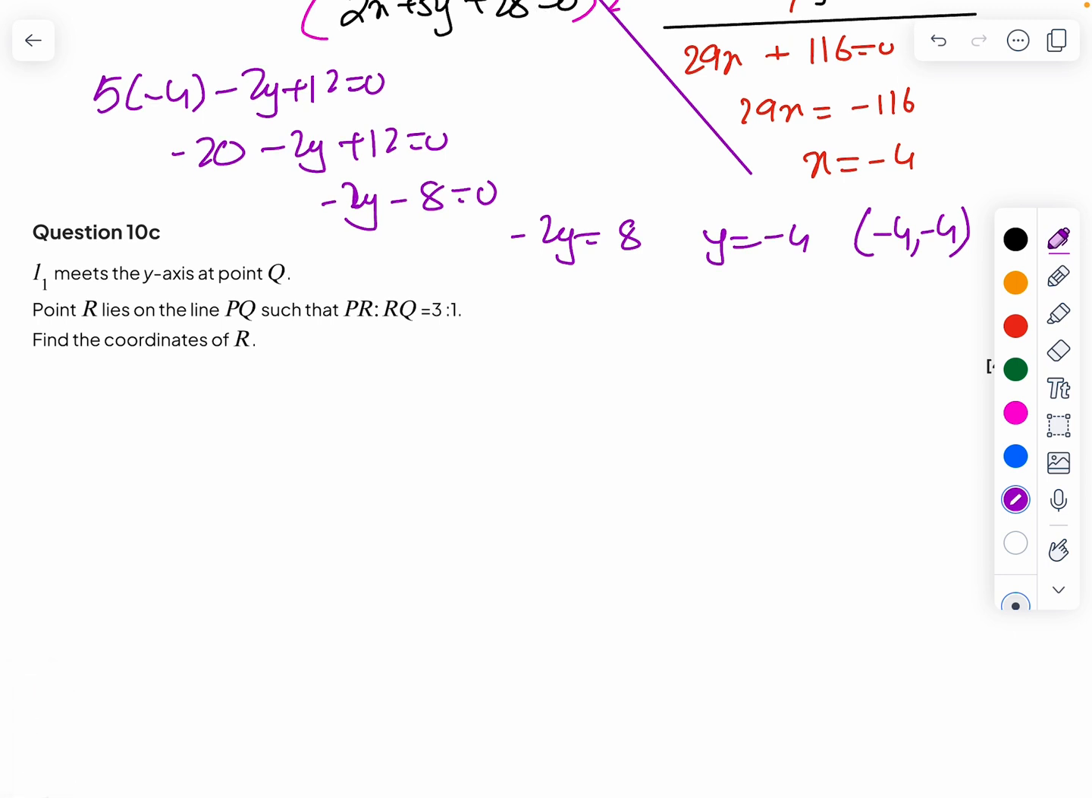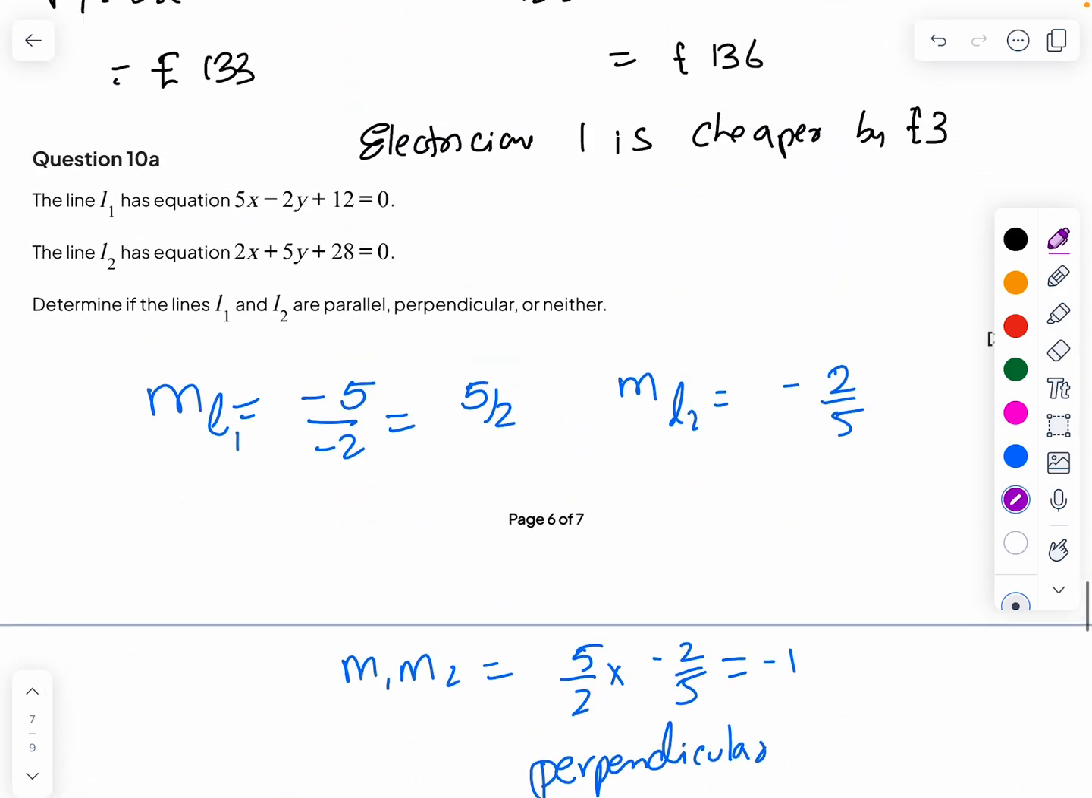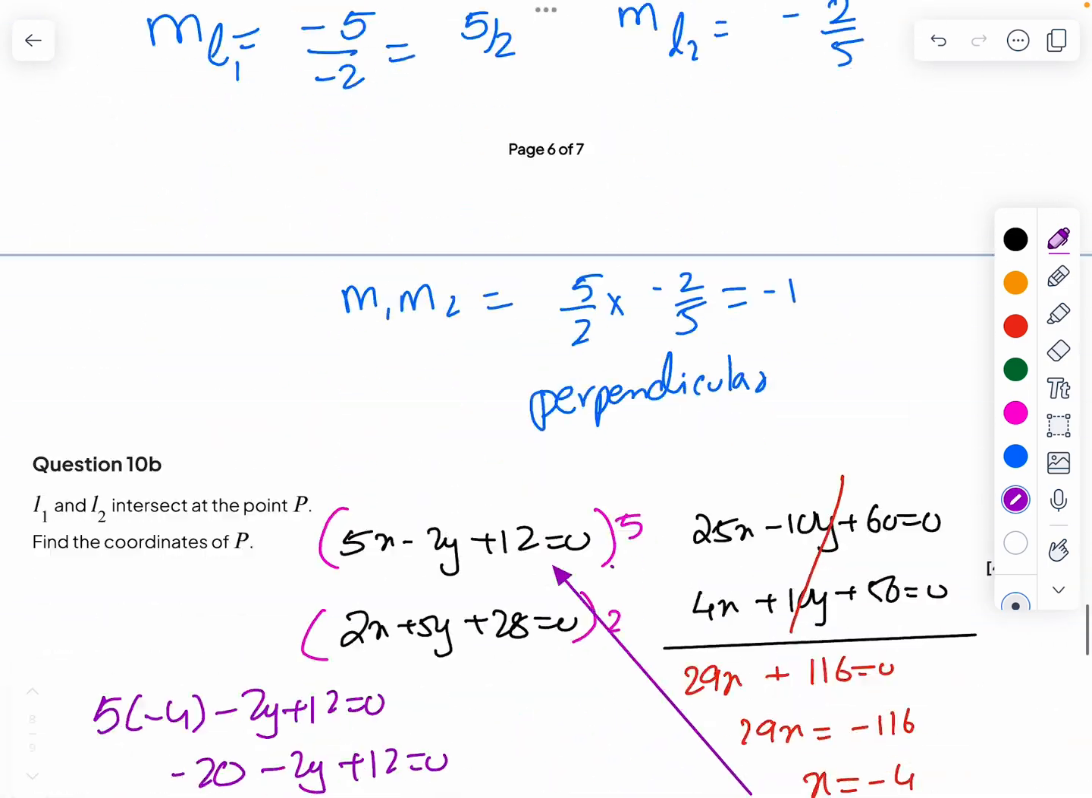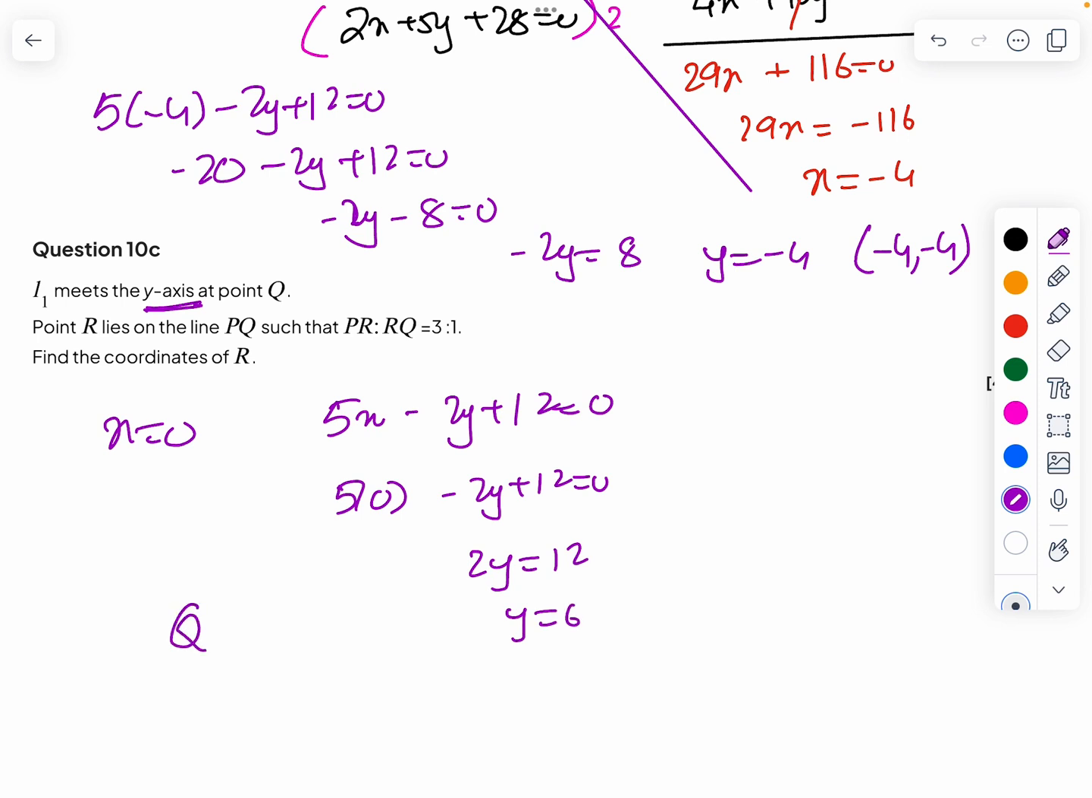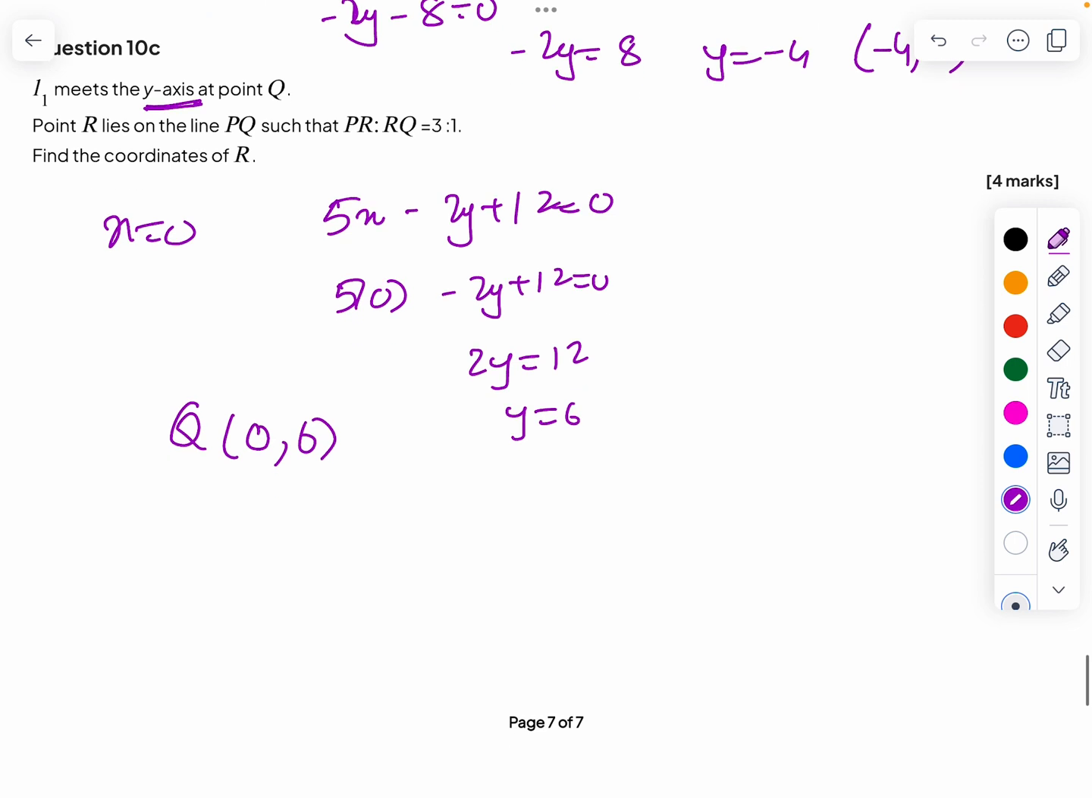L1 meets the y-axis at Q. Y-axis means x equals 0. The L1 equation is 5x minus 2y plus 12 equals 0. So 5 times 0 minus 2y plus 12 equals 0, 2y equals 12, y equals 6. So what is the value of Q? (0, 6). R lies on PQ.